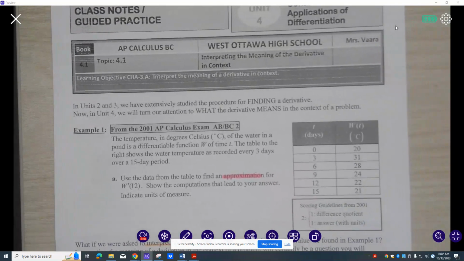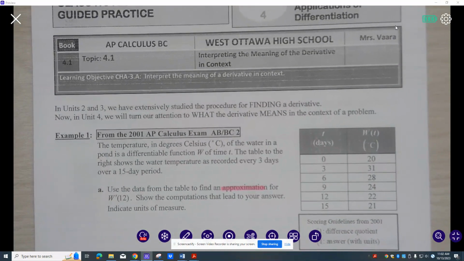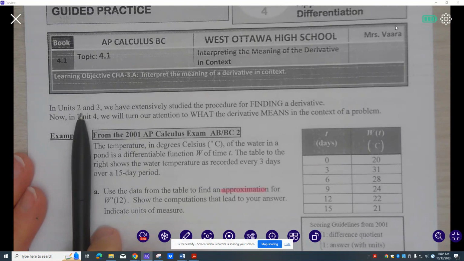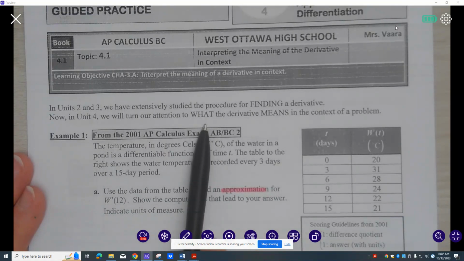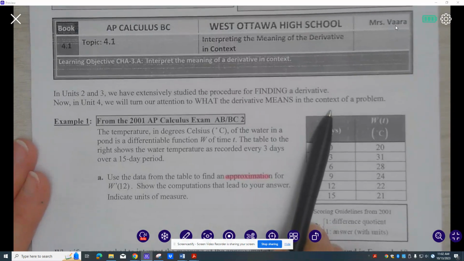So this is AP Calc, first section of Unit 4. Unit 4 is all about applying, interpreting, or using the derivatives that you learned how to take in Chapter 3. So it says here in Units 2 and 3, we did a lot of work finding a derivative. Now we'll turn our attention to what the derivative means in context of a problem.